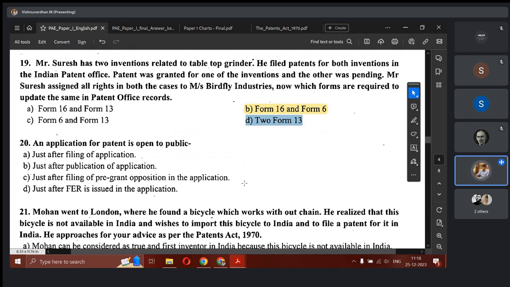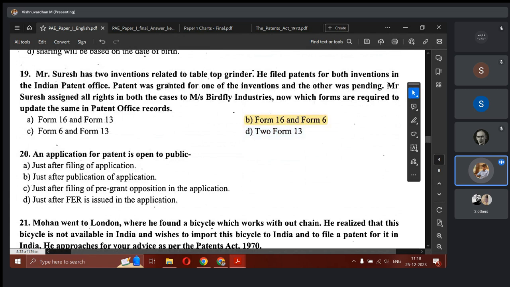You could say that. Yes. Perfect. I think you've summarized it perfectly because one of his inventions has been granted. Form 16 is necessary. Post grant 16, pre grant 6. Spot on. I think you've summarized it perfectly.